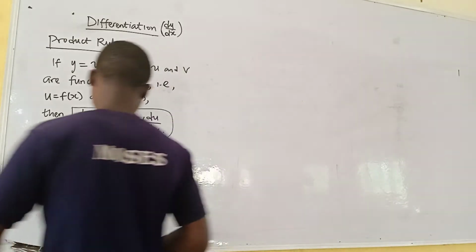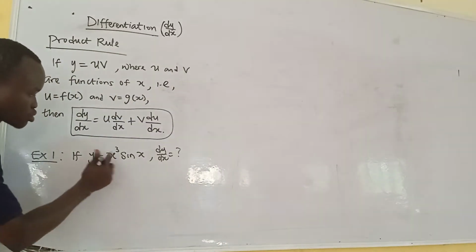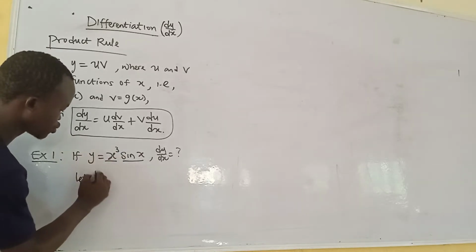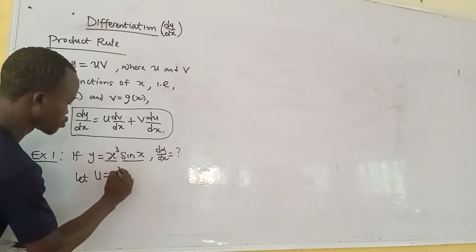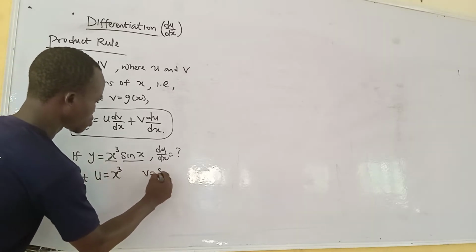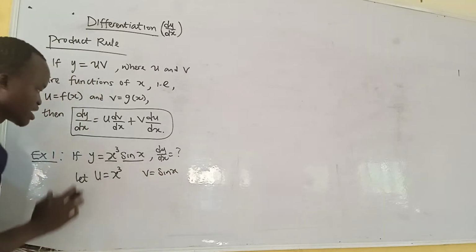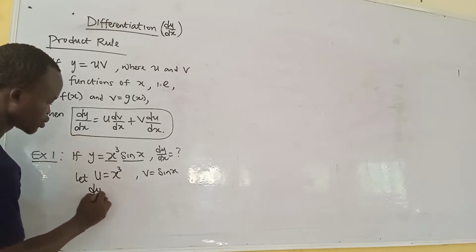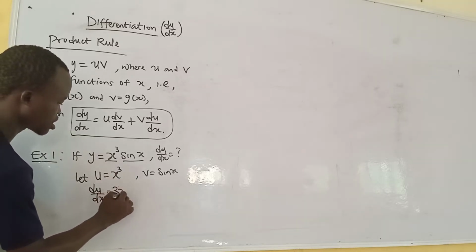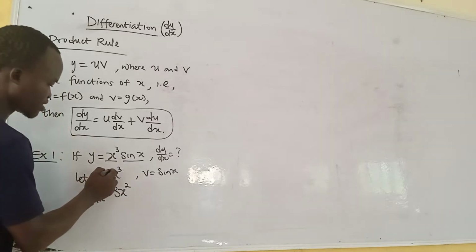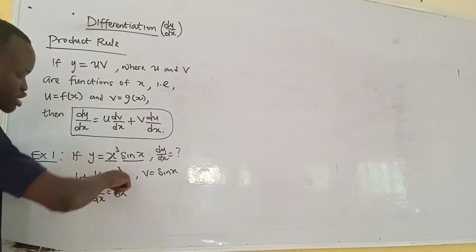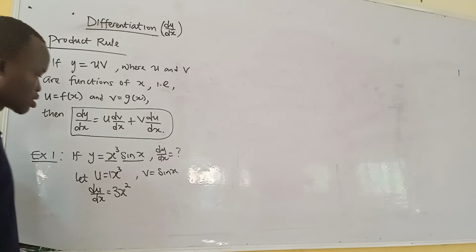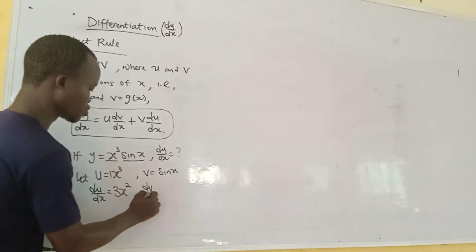How do we start? You let the first one be equal to u, and the other one to be equal to v. Now you say let u be equal to x cubed, and v be equal to sine x. And the next thing now is to differentiate u with respect to x using the polynomial rule. Then you have that du dx here is 3x squared. Because you have the coefficient of 1 here, 3 times 1 is 3, and you reduce the exponent by 1. That is the rule of differentiating polynomial functions.